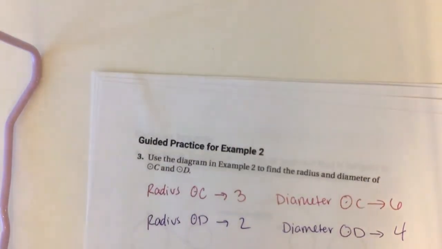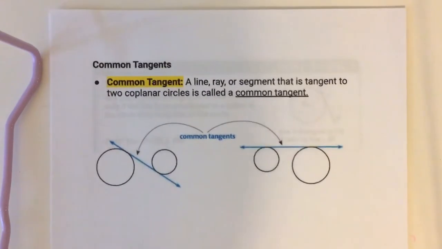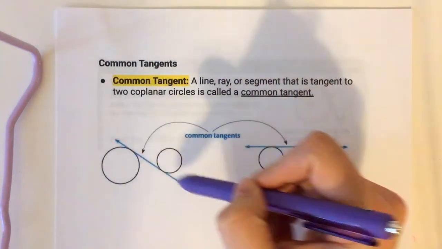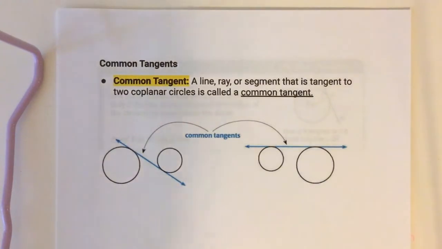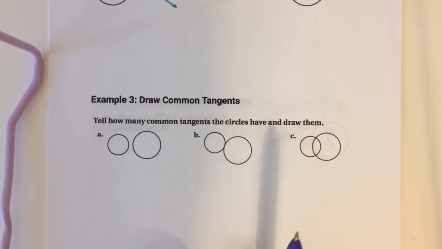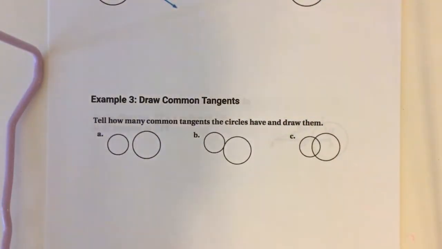So then using these definitions, we have something called a common tangent. And a common tangent is just a line, ray, or segment that is tangent to 2 coplanar circles. So it's just a line connecting 2 points of tangency. And we can actually draw these common tangents. I'm going to get out a ruler so I can make straight lines. And we have a few different options.